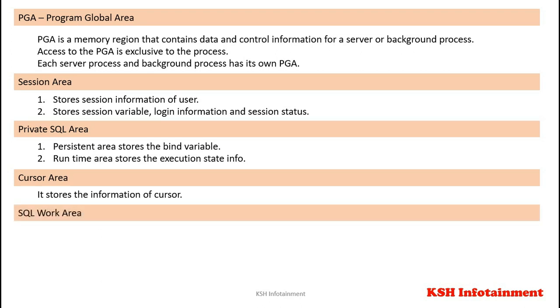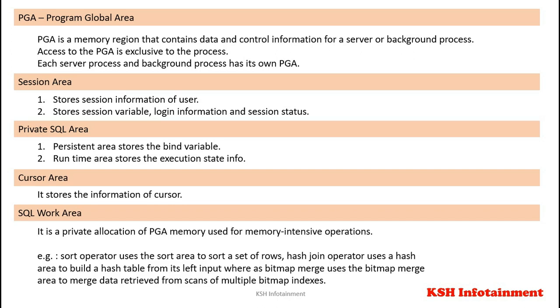SQL work area. It is a private allocation of PGA memory used for memory intensive operations. For example, sort operator uses the sort area to sort a set of rows. Similarly, hash join operator uses a hash area to build a hash table from its left input, whereas bitmap merge uses the bitmap merge area to merge data retrieved from scans of multiple bitmap indexes.